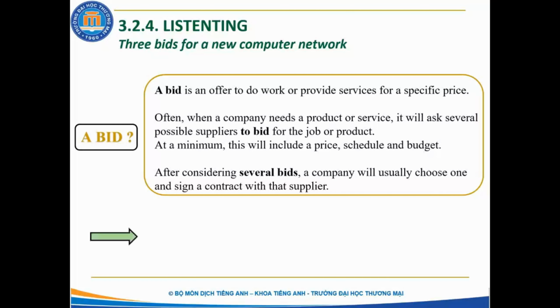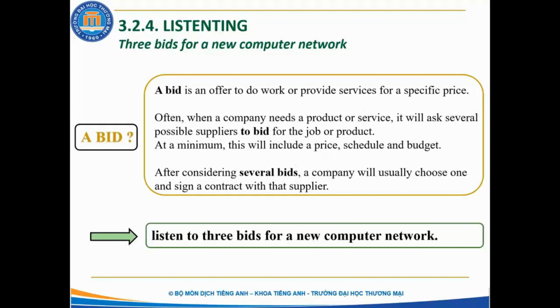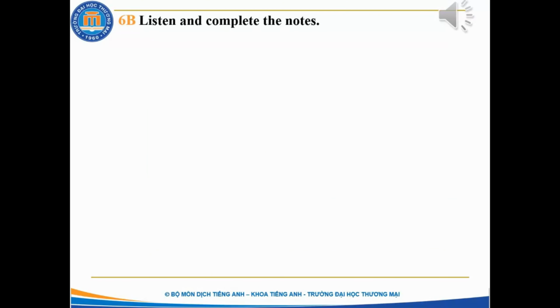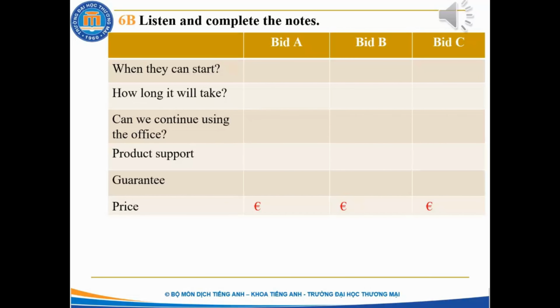So, in this part, we are going to listen to 3 bids for a new computer network. For exercise 6B, please listen and complete the notes. Before listening, please spend some time looking at this table to see which information is included.